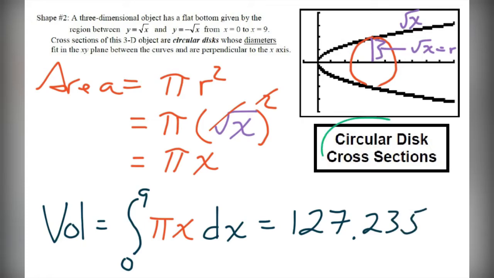So if we have a cross section that is a circle, we're going to be thinking about the radius. We're going to be thinking about pi r squared and getting a radius that matches. So are you ready for our next three-dimensional irregular solid?